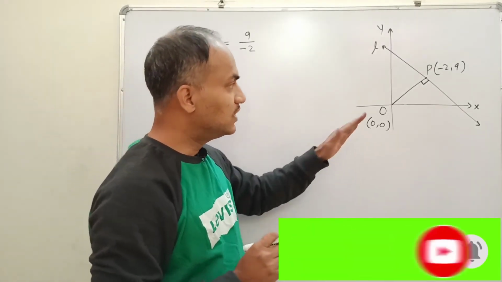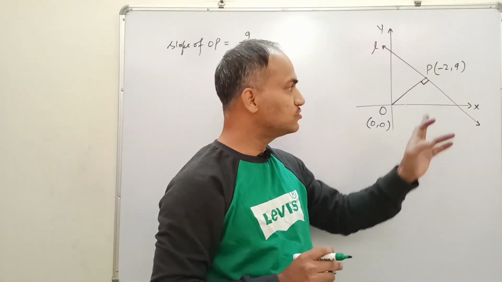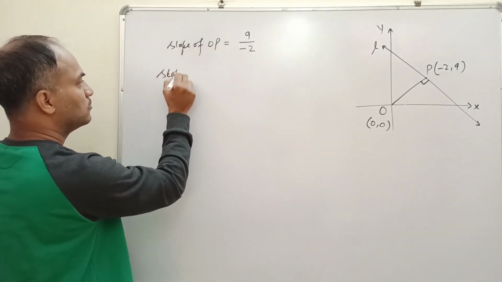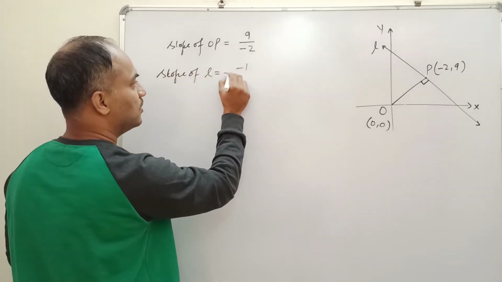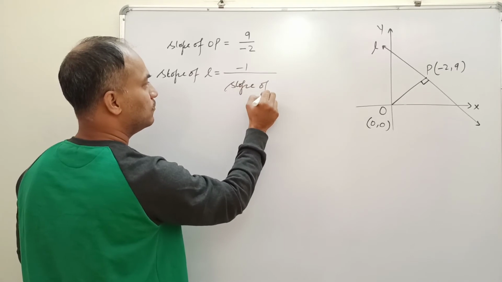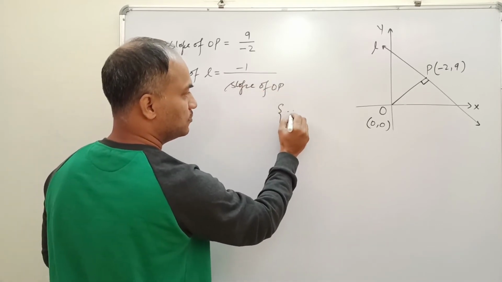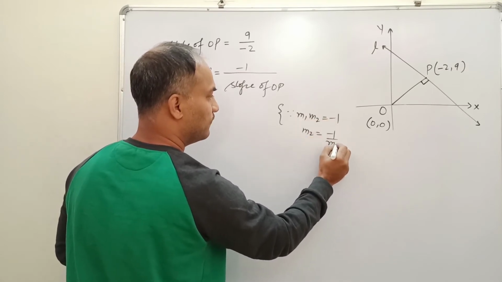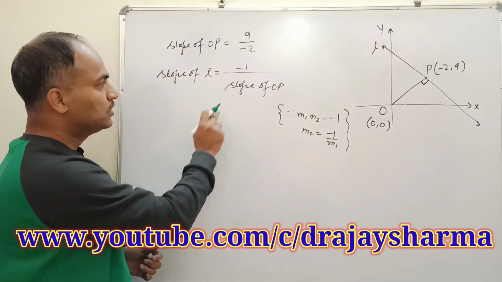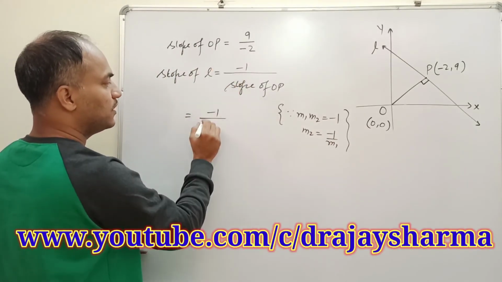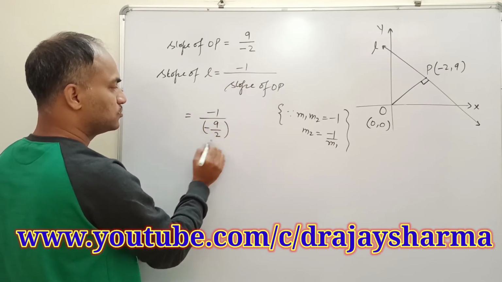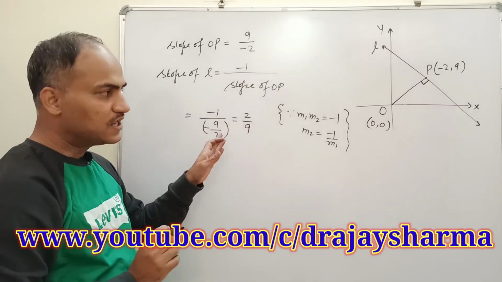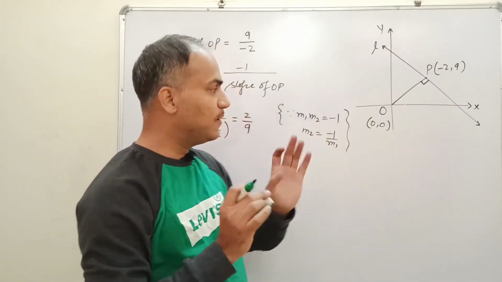Now we know that these two straight lines are perpendicular. So slope of line L will be -1 upon slope of OP. Okay, because since we know m1 m2 is -1, so m2 is equal to -1 upon m1. Okay, we can use this formula. So this gives us -1 upon this value. So this becomes 2 upon 9. So 2 upon 9 is the slope of this straight line. Now we have m.